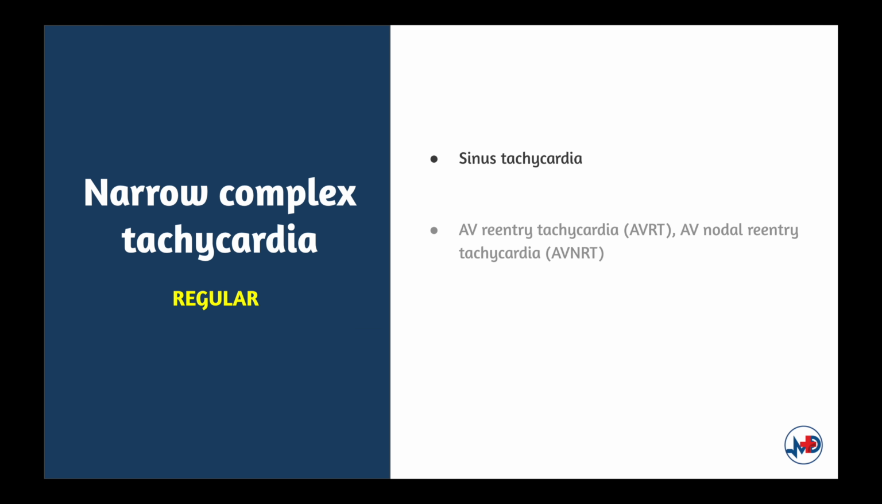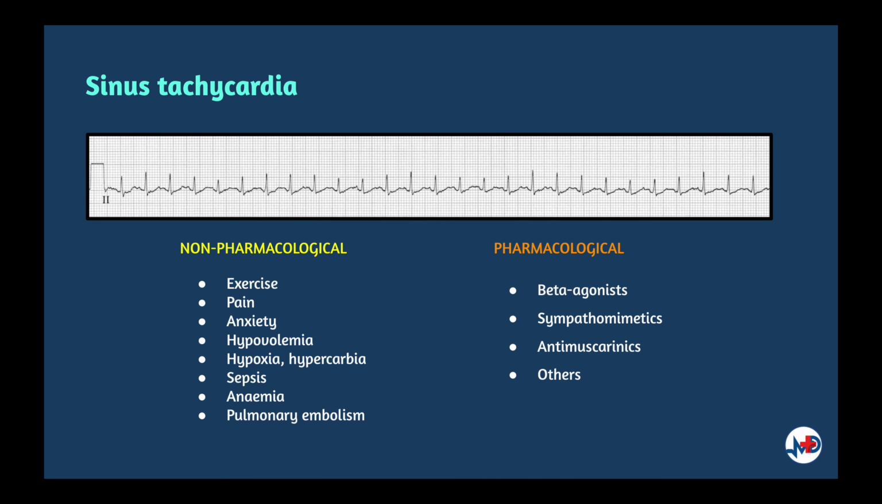Next is narrow complex tachycardia. Here, it is divided into sinus tachycardia, AV re-entry tachycardia or AVRT, AV nodal re-entry tachycardia or AVNRT, and atrial flutter. Let's first take a look at sinus tachycardia. Sinus tachycardia is usually secondary to a possibly reversible condition. Inappropriate sinus tachycardia is a primary condition diagnosed in patients with persistent symptomatic sinus tachycardia in which the causes have been excluded. There are two common causes, which are pharmacological and non-pharmacological causes.